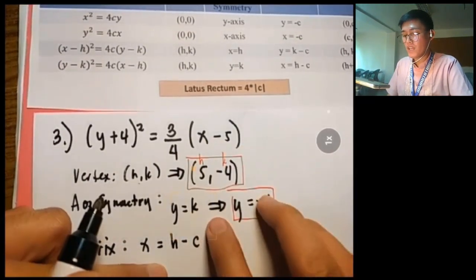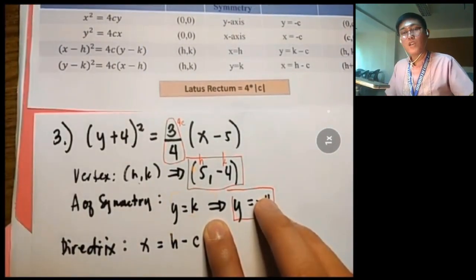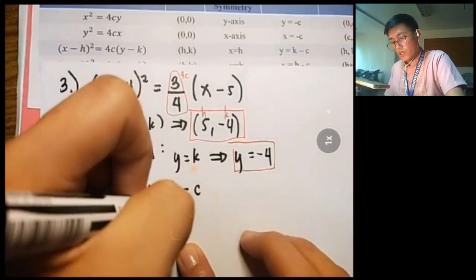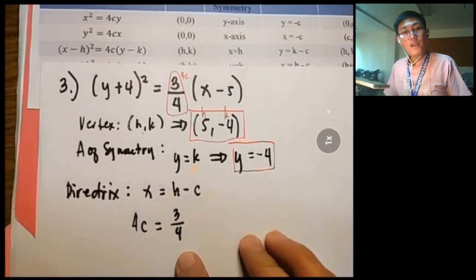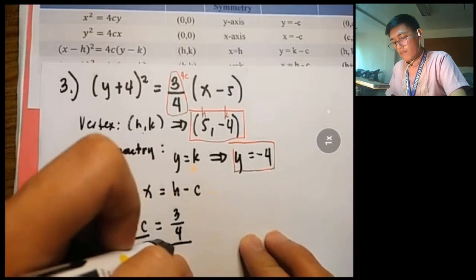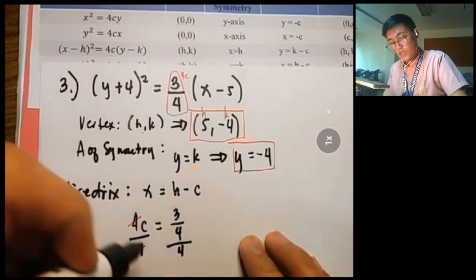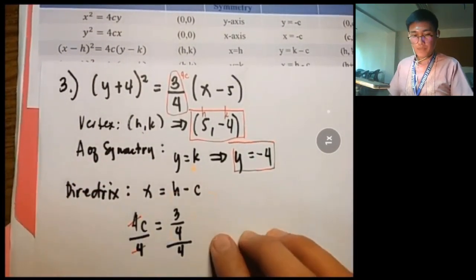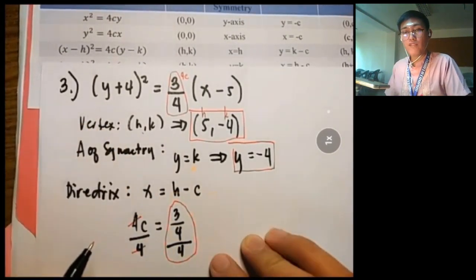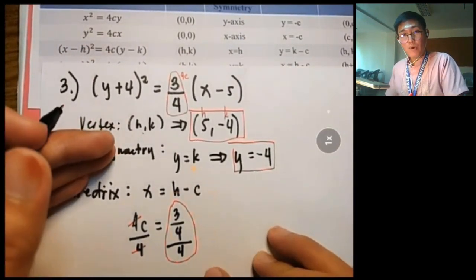3/4 the quantity of x minus 5. You know what? This 3/4 is represented by 4c. So we have to equate 4c is equal to 3/4. Now, just what we usually do, divide both sides by 4 to cancel this, and we will get c is equal to, alright. This part is now quite complex because this is a fraction divided by a whole number, or a complex fraction. What are we going to do is to make it simple.